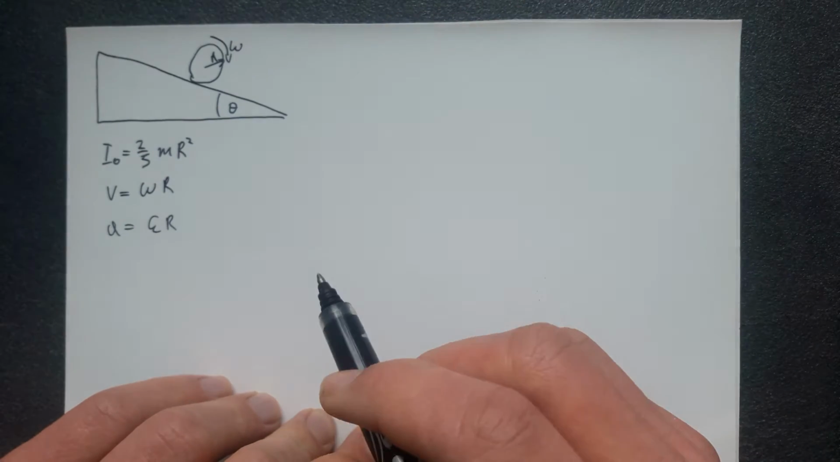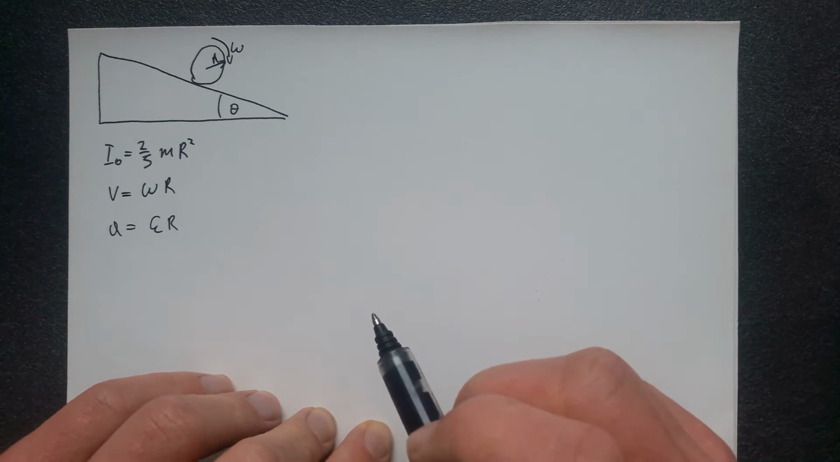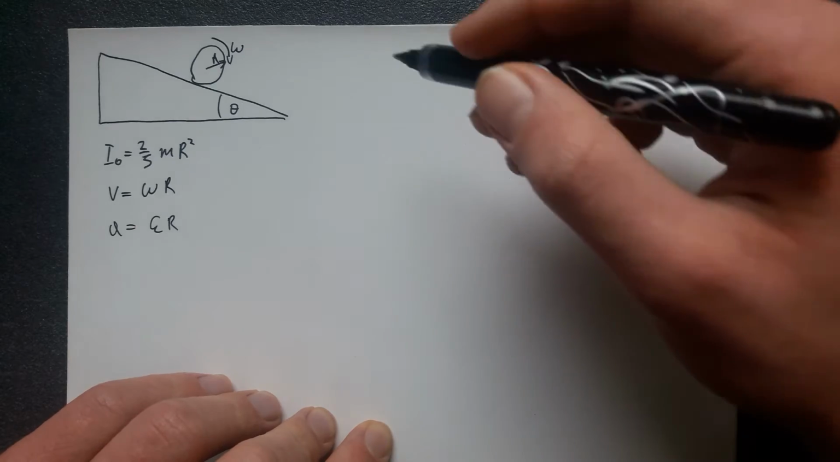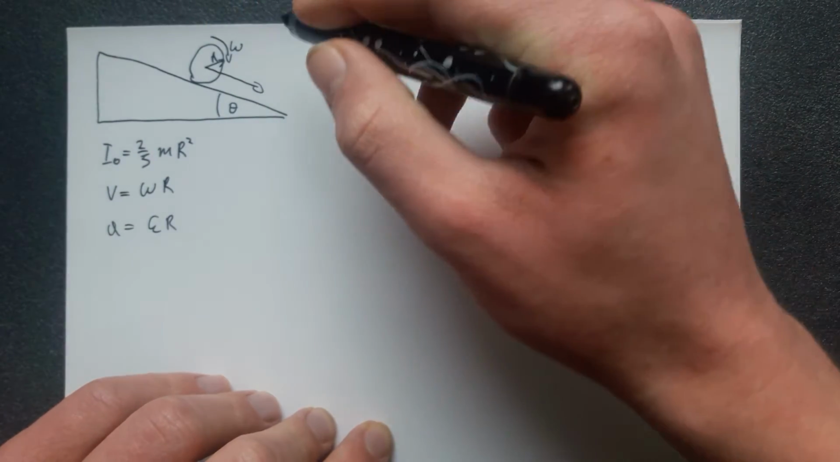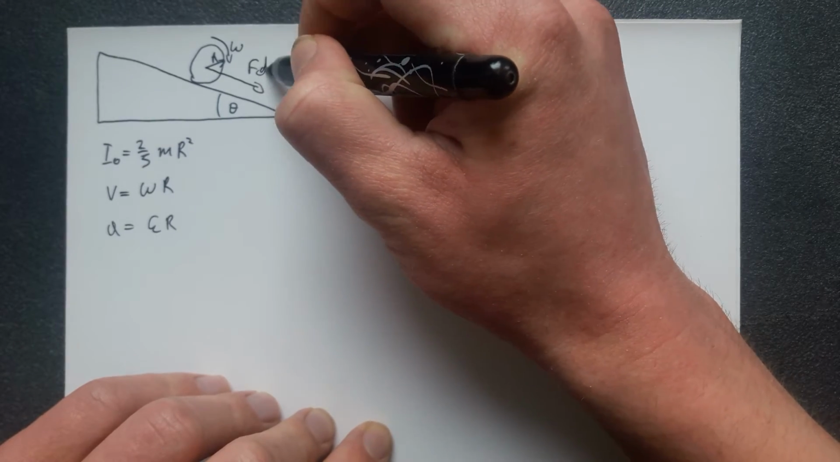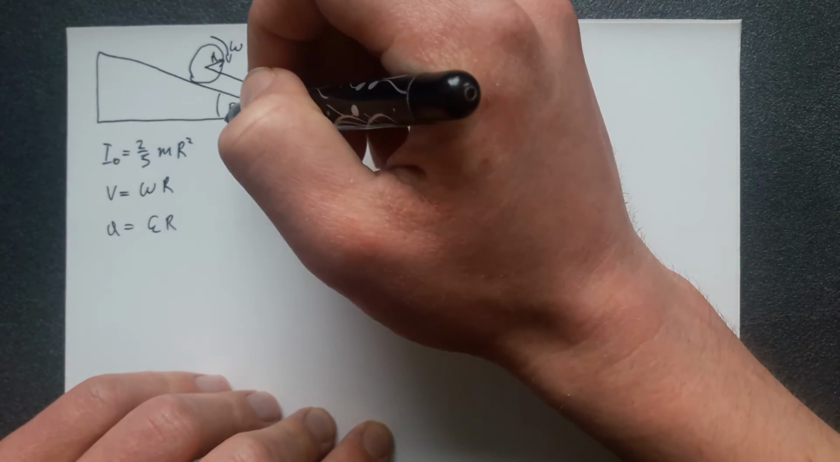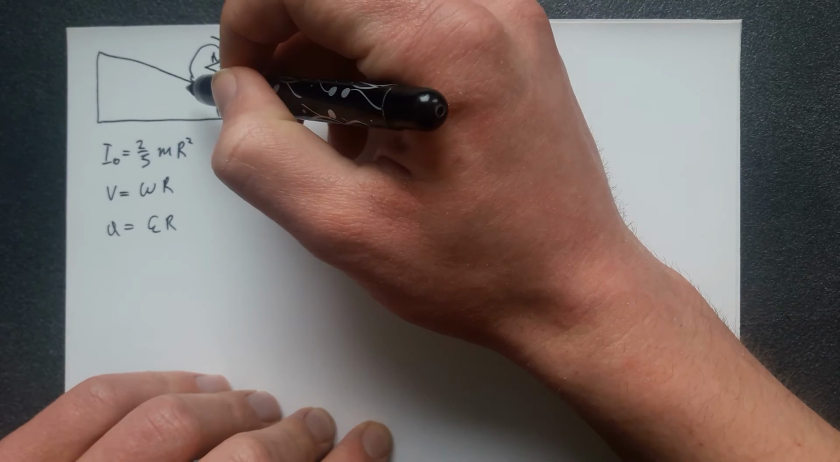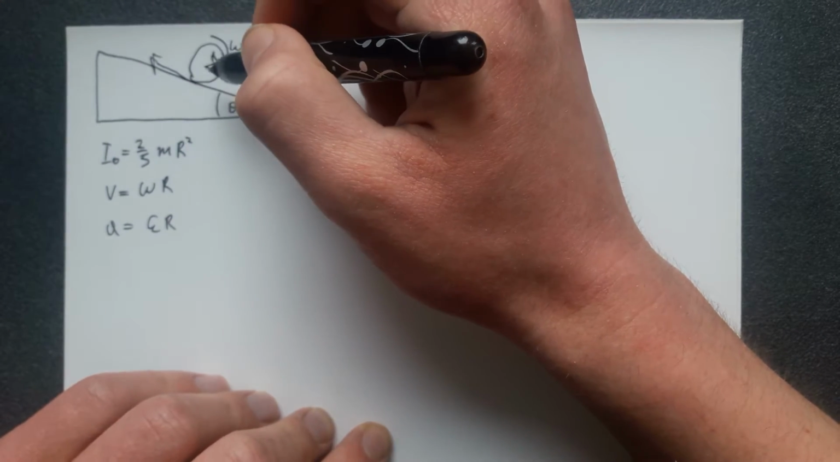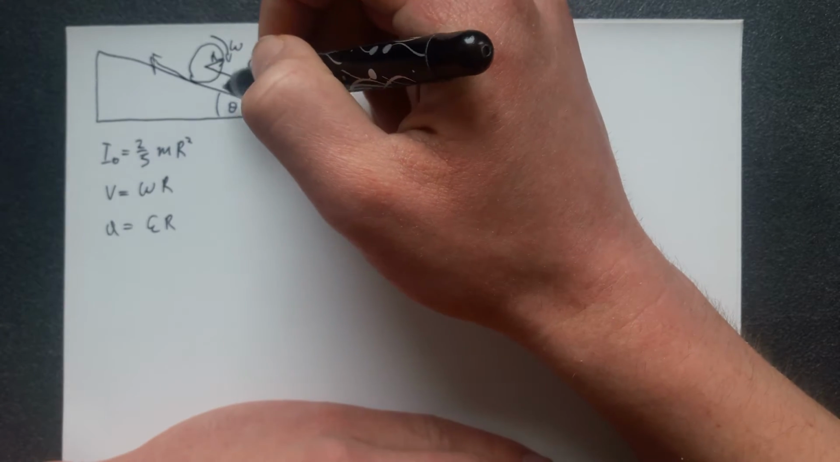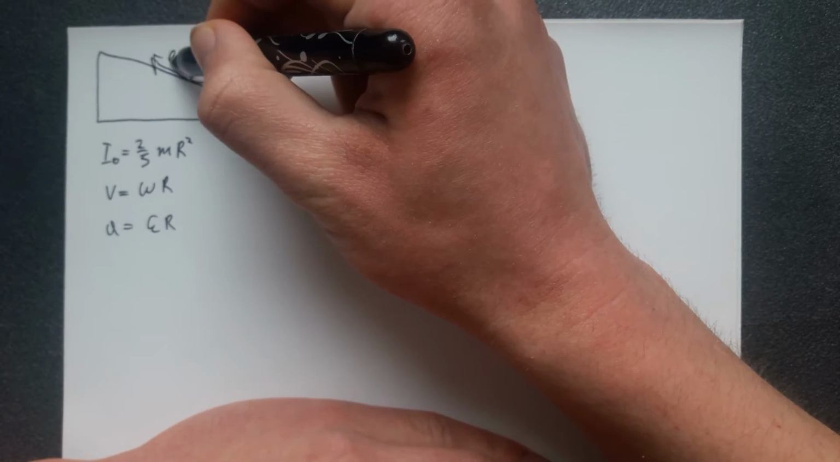And maybe now let's identify some forces that act on the ball. We have a force, a component of the weight that is pushing downwards. I will call it Fd. And we have a frictional force, a force of static friction that opposes the motion and that acts at the point of contact of the ball and the plane. And I will call it Fs.